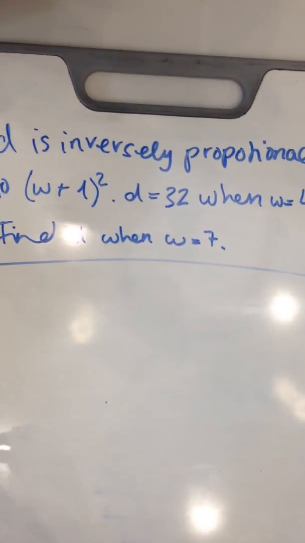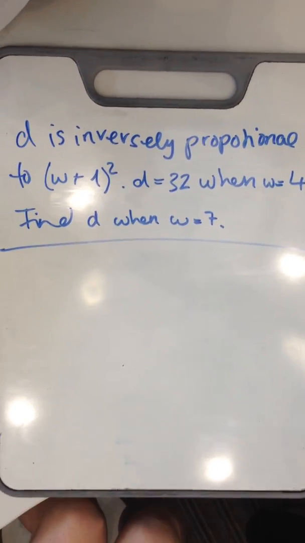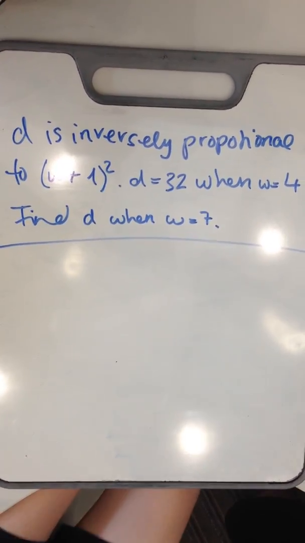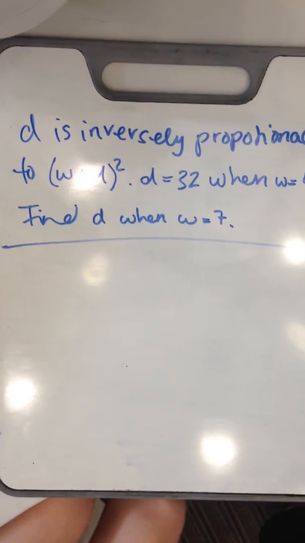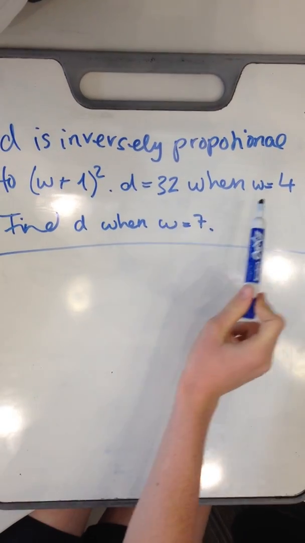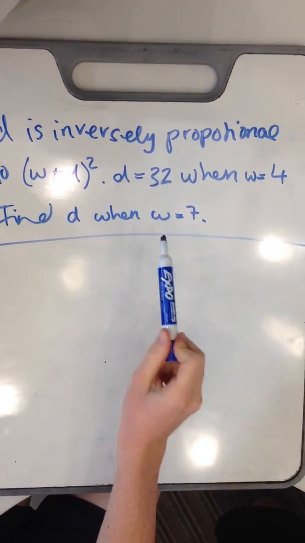The question that we have taken off of savemyexams.co.uk, by the way, make sure to make an account, not sponsored. D is inversely proportional to W plus 1 squared. D equals 32 when W equals 4, and the actual question is find D when W equals 7.